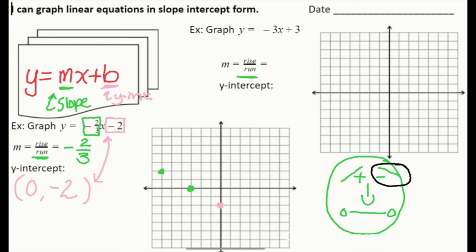Once you're here, you're going to draw a line through your points. And what must be on the end of our lines? An arrow. Because this is a line, and a line extends forever and ever. So we have to have those arrows.